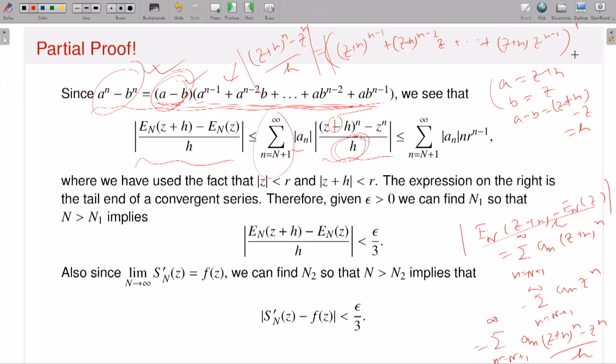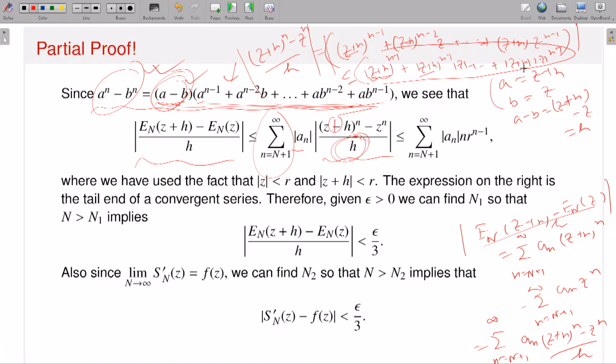Now if I take the absolute value, we will have the estimate: mod of (z plus h) to the power n minus 1, plus mod of (z plus h) to the power n minus 2 times mod z, and so on, and finally mod of (z plus h) times mod z to the power n minus 2, plus mod z to the power n minus 1. So the right hand side is an estimate in terms of the modulus of z and the modulus of z plus h. But you see, at the start I assumed mod z is strictly less than r, and the modulus of z plus h is also strictly less than r. So each term is dominated by r.